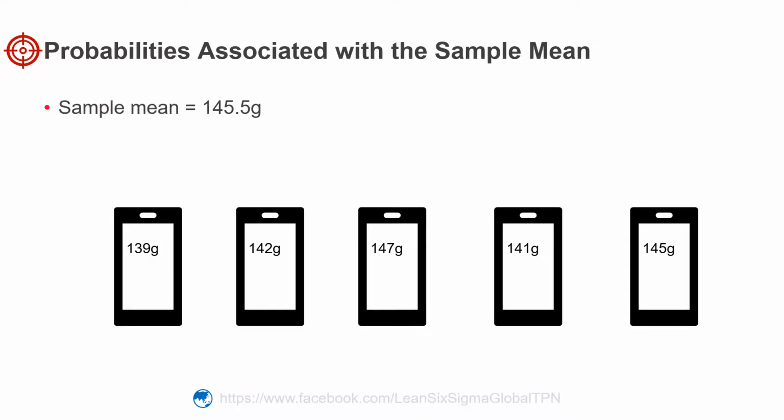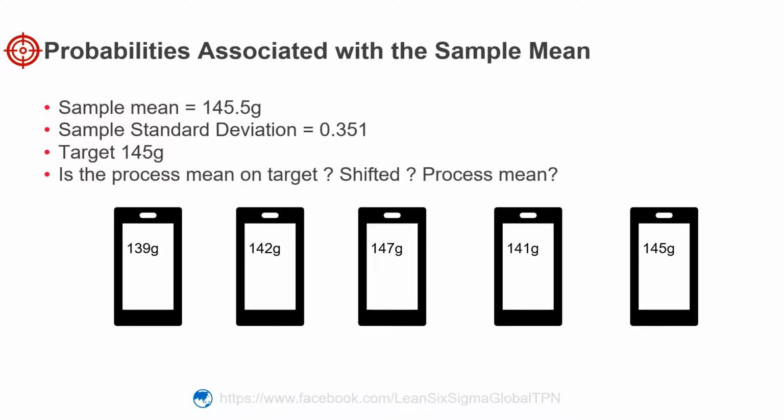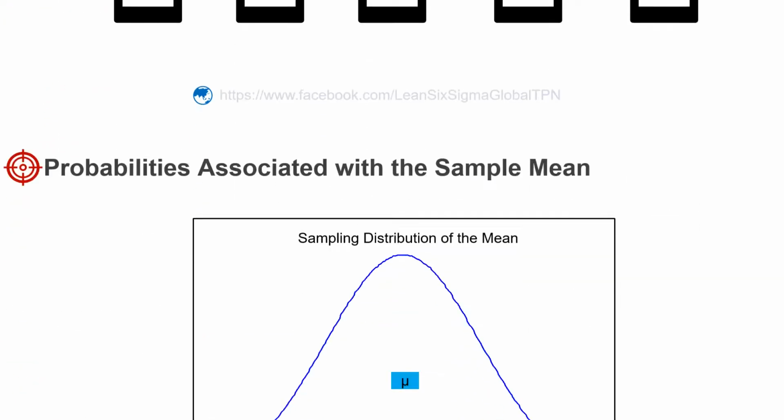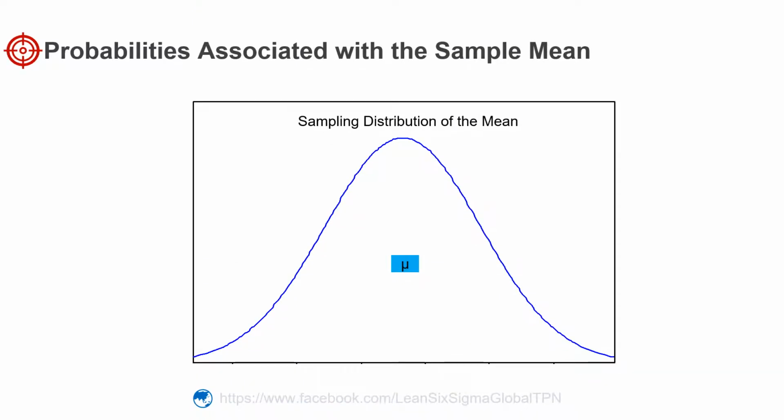So is this within the typical sample to sample variation we should expect if the process is on target, or does the latest sample provide evidence that the process mean has shifted? And if it has shifted, what is the process mean now? Let's try to answer these questions using what we know about sampling distributions and normal probabilities.